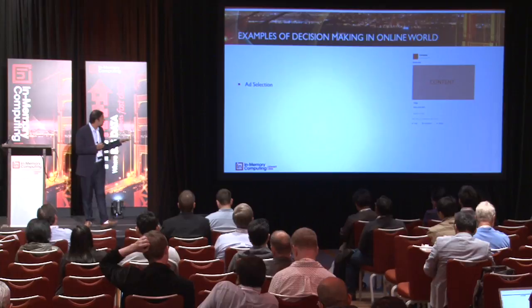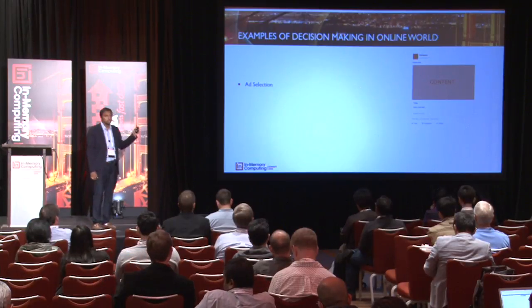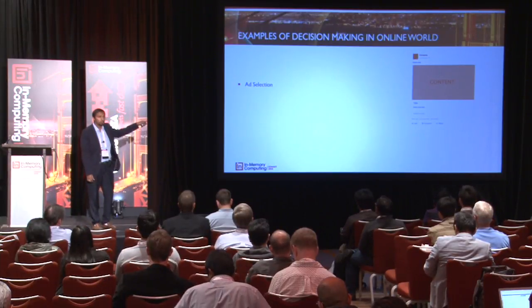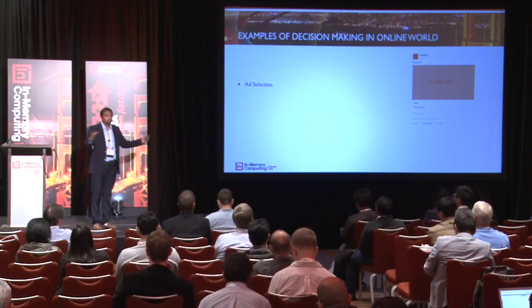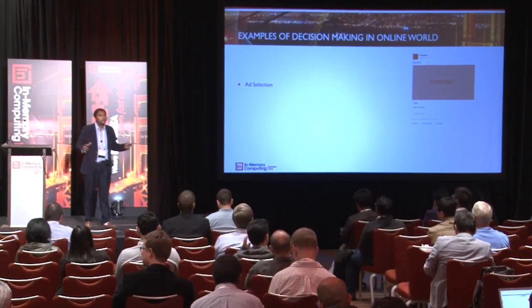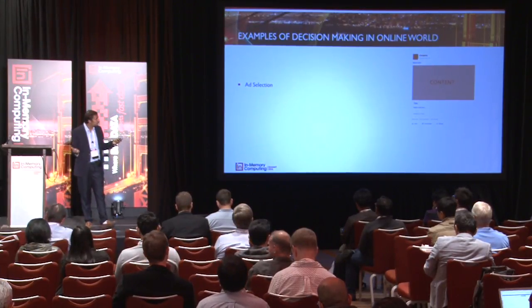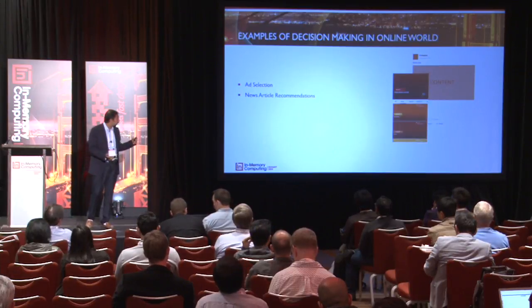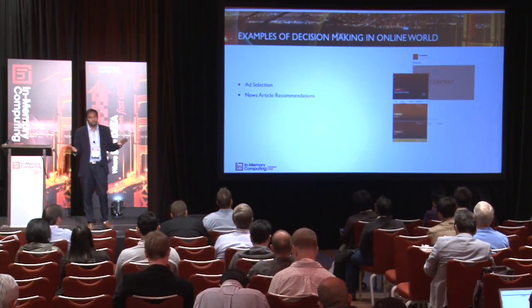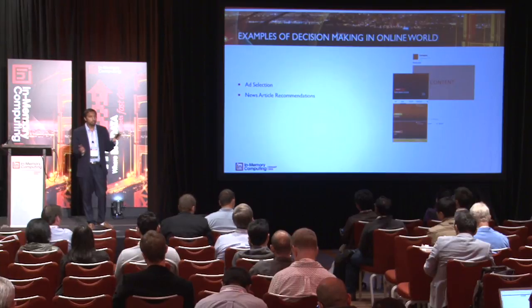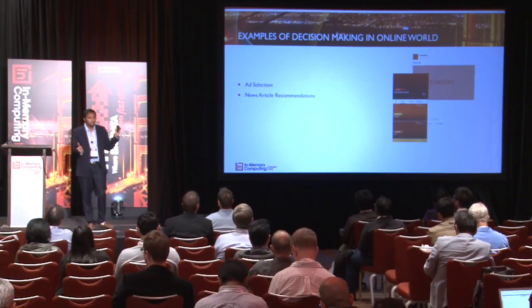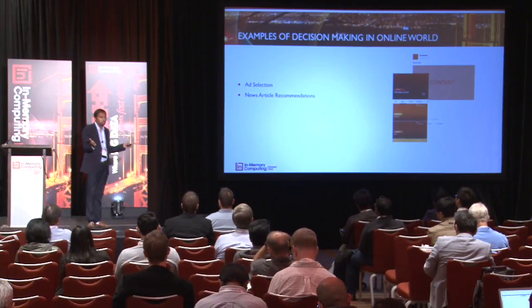In the ad world, in an ad selection problem, you want to show some ad, and you have a lot of ads to show from. How do you make those decisions? That's one of the problems. And the other problem is, if you have a number of news articles and you want to show them, how do you choose the news article to show?